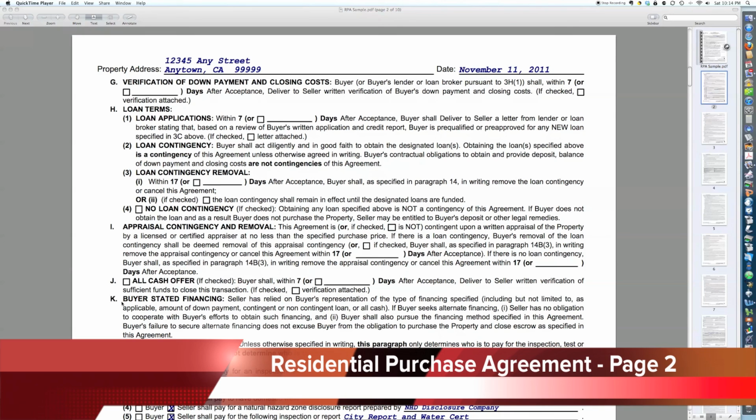3K, the buyer stated financing clause, that the seller is relying on the buyer's representation of the type of financing. So if the buyer says, I'm paying all cash, and then all of a sudden wants to get a loan, the seller doesn't have to cooperate. They can, but they don't have to. So it says here, buyer's failure to secure alternate financing does not excuse buyer from the obligation to purchase the property. This is the end of part 1.